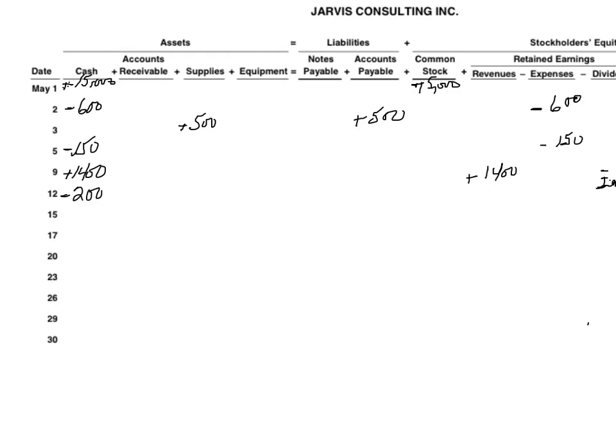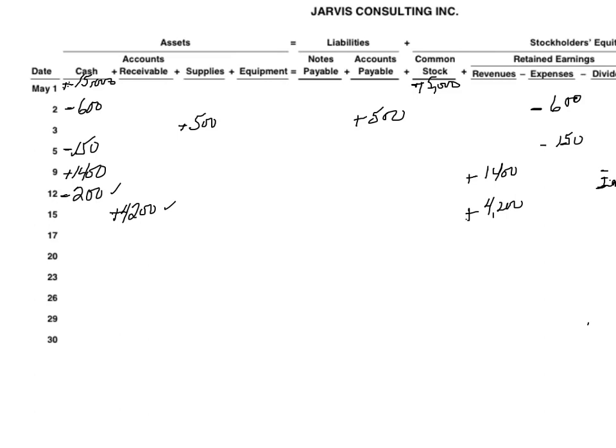And then we perform services. Okay, 15th, perform services plus $4,200. Every time I perform services, it's revenue. Question is, did I get cash? No, I didn't get cash. So it's an accounts receivable plus $4,200. Every time I earn revenue, I either get cash or accounts receivable. But each time my revenue will increase because revenue increases as I earn.